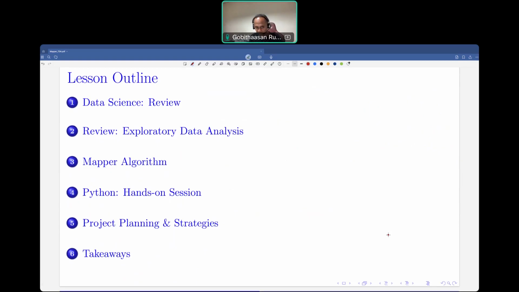Okay, today's content would be a little bit on data science, and then we will look at exploratory data analysis, because the mapper algorithm will also play a role as EDA. After that, I'll talk about the mapper algorithm and how we can use it with Python. And of course, after that, you can do your project in groups.